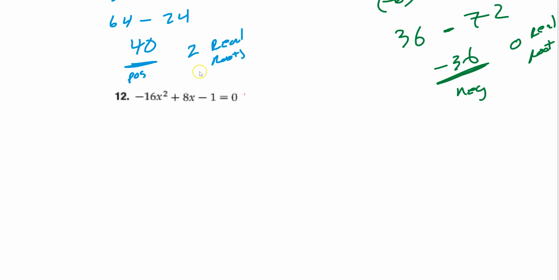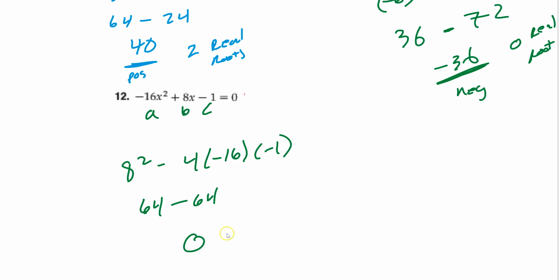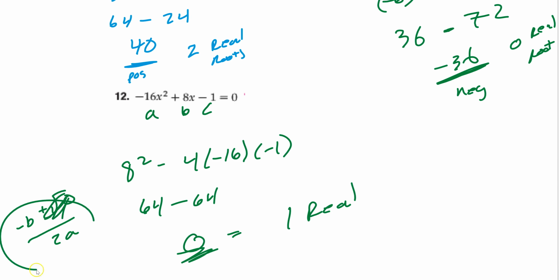Last one you probably could guess. This is A, B, C. 8 squared minus 4 times negative 16 times negative 1. I get 64 minus 64, which is 0, which means I have 1 real root. So it's a little tricky, right? My answer is 0. That means if you're doing the formula, that's a 0. So you're going to get 1 answer. So 0 is 1 real root. Negative is 0 real roots. So that's the only part that's a little tricky. But that's this lesson.